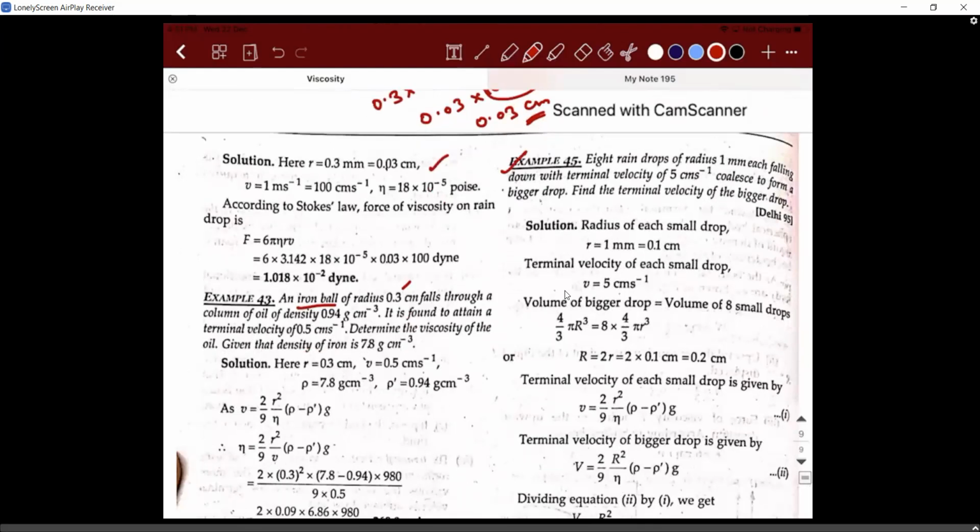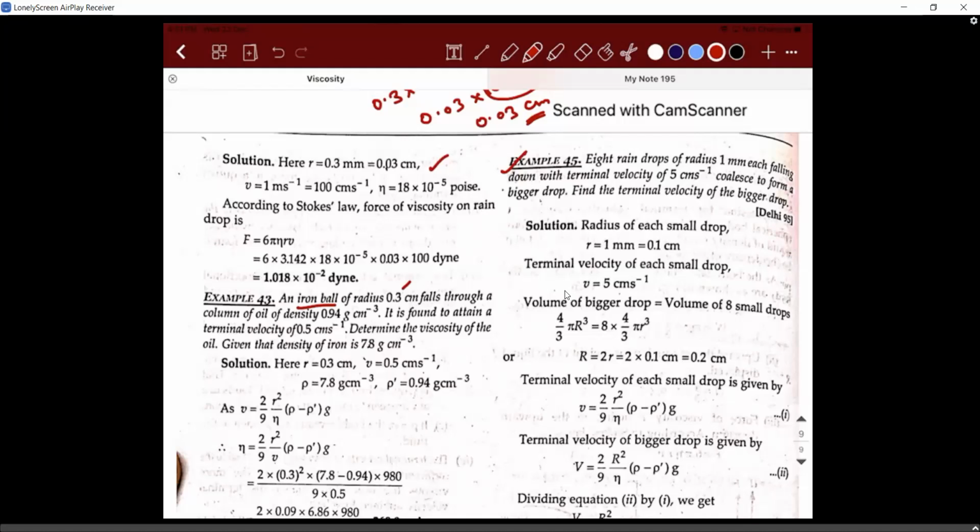So there are 8 raindrops of radius 1 millimeter, each falling down with a terminal velocity of 5 centimeter per second. Coalesce means they get combined to form a bigger drop. Find the terminal velocity of the bigger drop. Okay. So the question looks complicated, but it has something to do with conservation of volume.